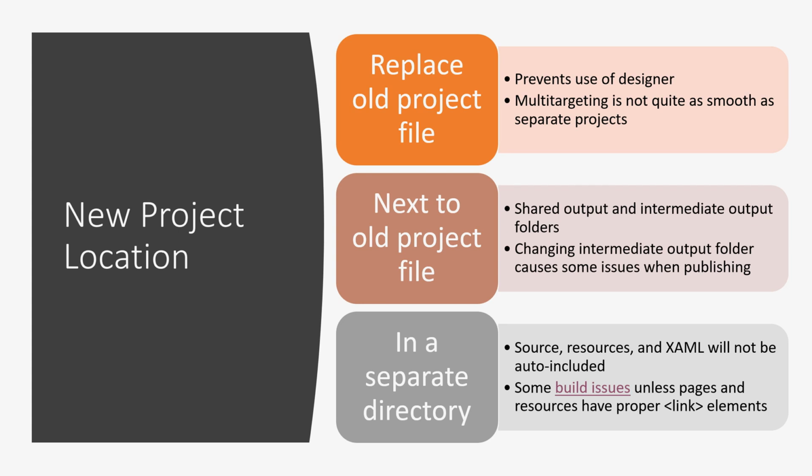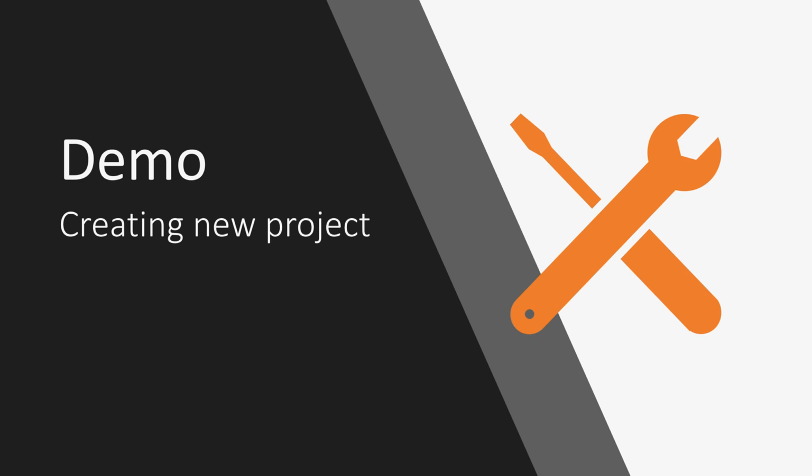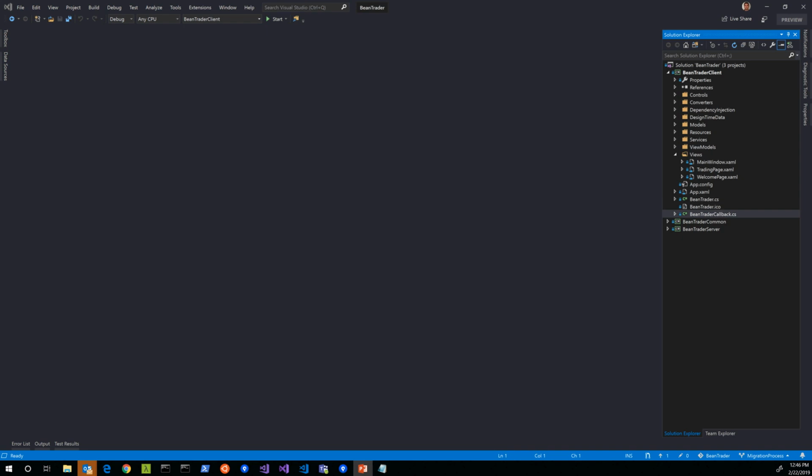So, for this demo, let's go ahead and create a new project, and we're going to actually use the in the same directory approach, because I know there's been some other videos recently where people put them in separate directories, and so just for variety's sake, let's see what this path looks like, and we'll go from there. So here we are in Visual Studio. So we need to create a new .NET Core project.